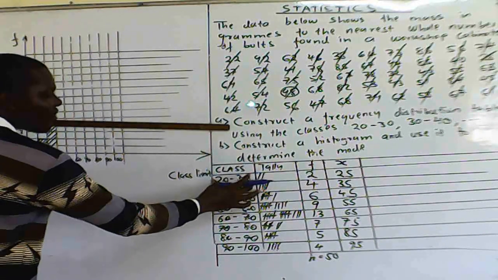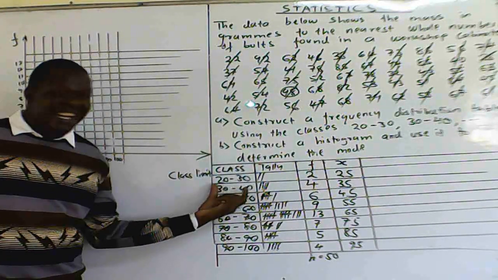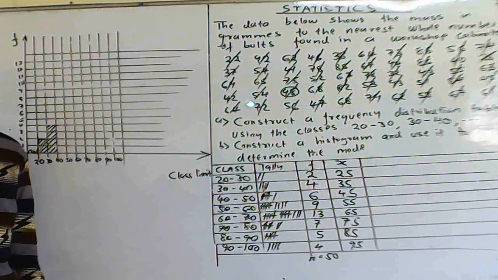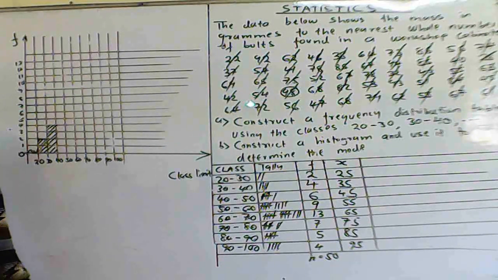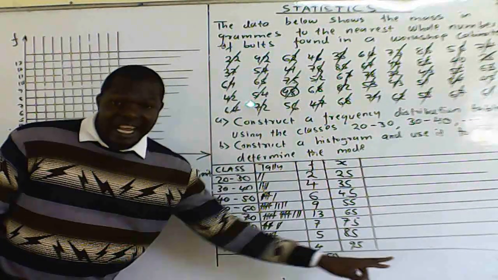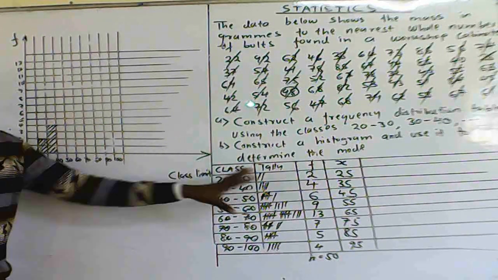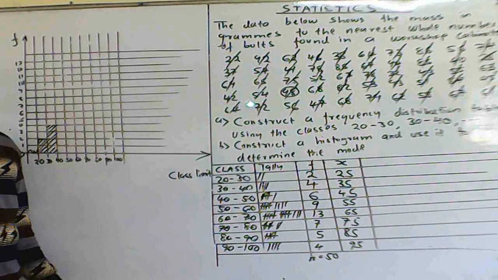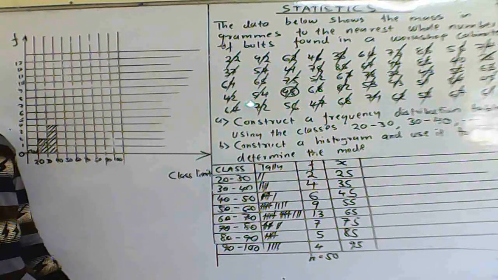You see, we are just using the class boundaries because the class boundaries are the same as the class limits. Are we together? But if they were different from class limits, then we put our class limits. Here they are the same as class boundaries. Okay? We are together? Yes.